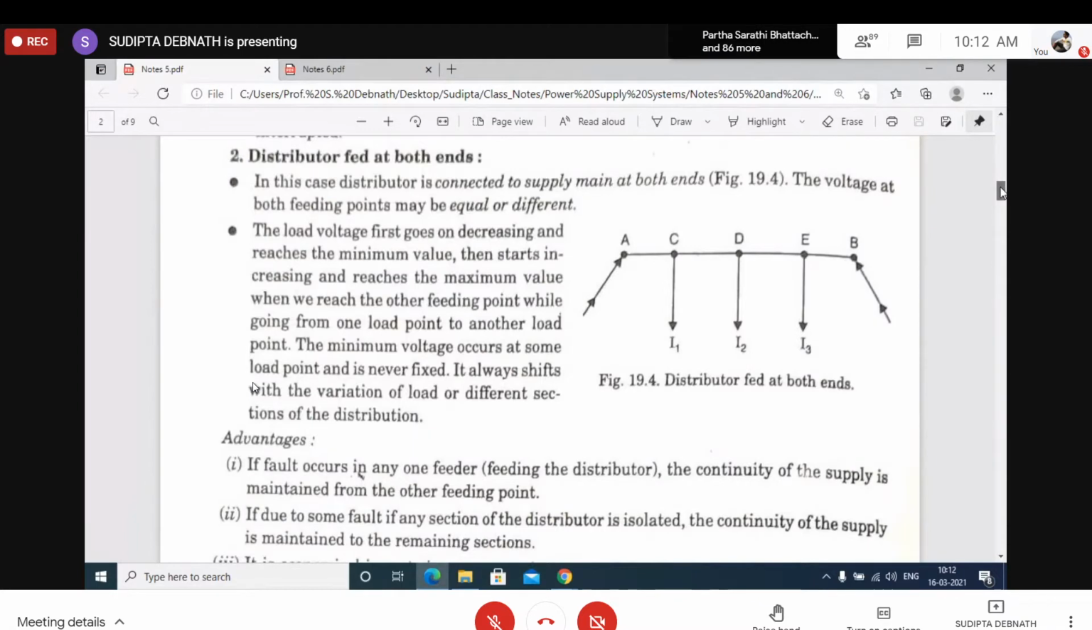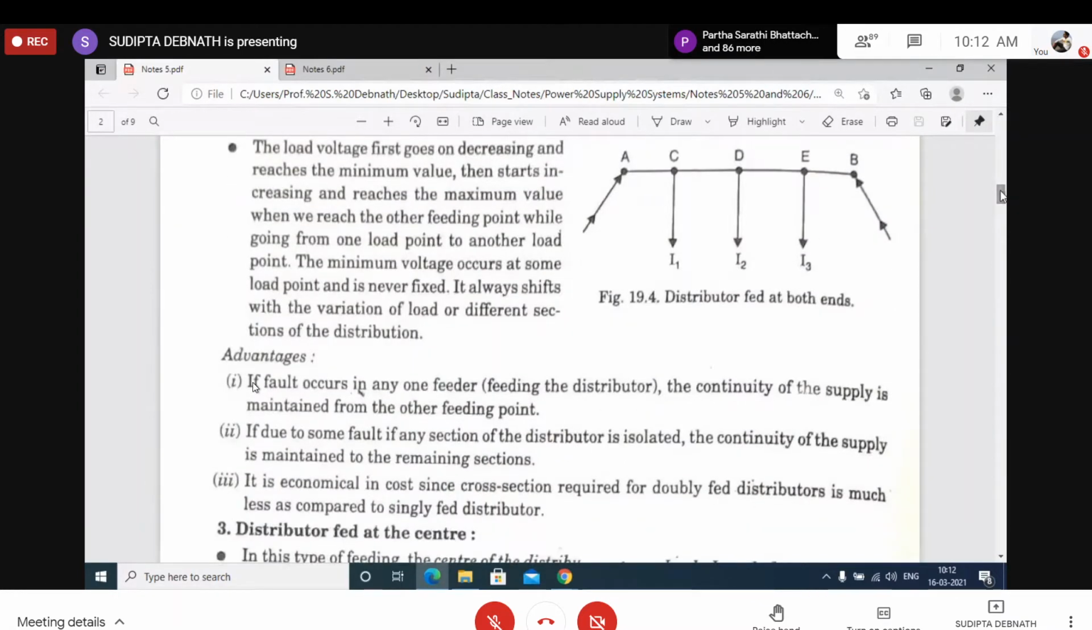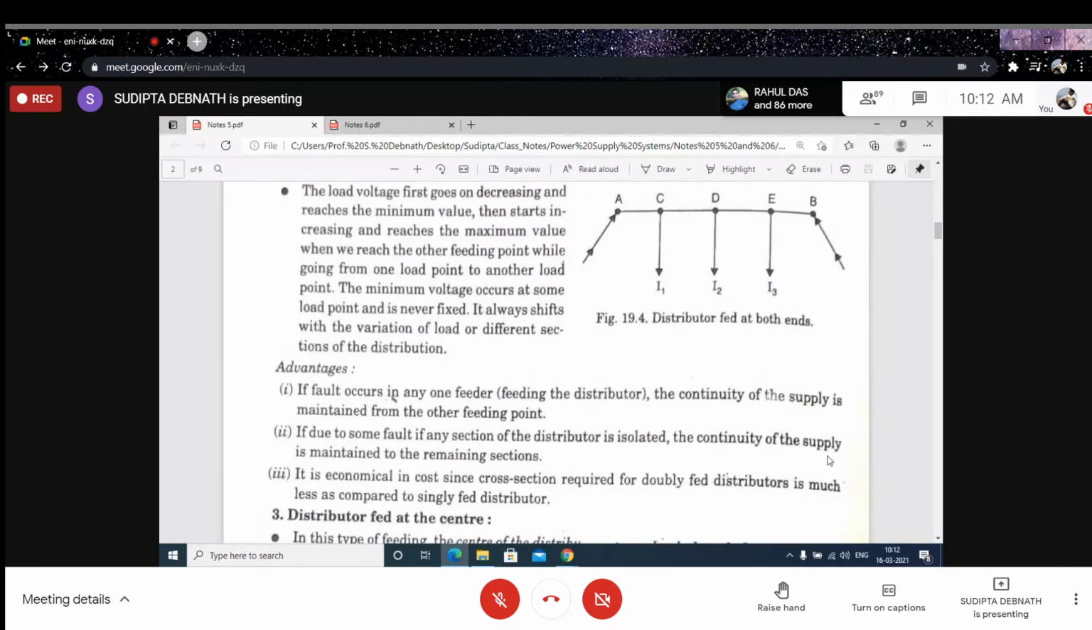Now say, what are the advantages if a fault occurs in any feeder? Suppose a fault does occur here. So this part will remain uninterrupted. It will get the supply from the other point. So even if any section is isolated, the continuity of the supply is maintained to the remaining sections.